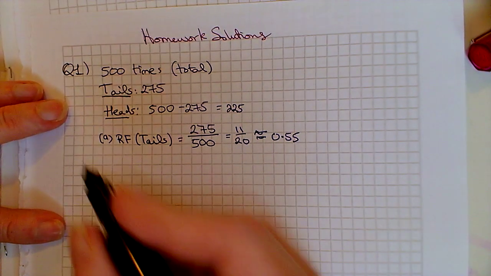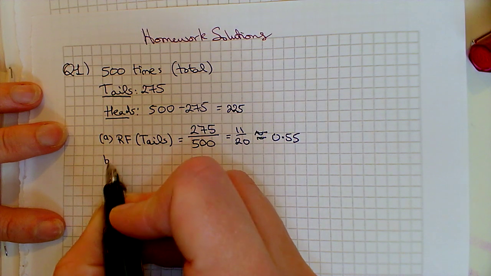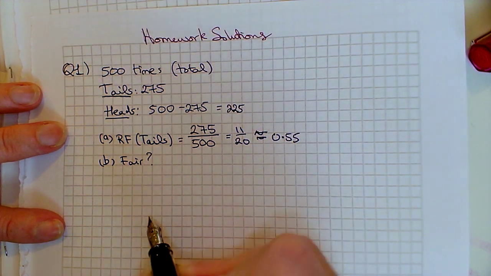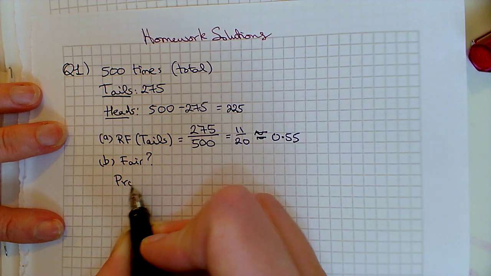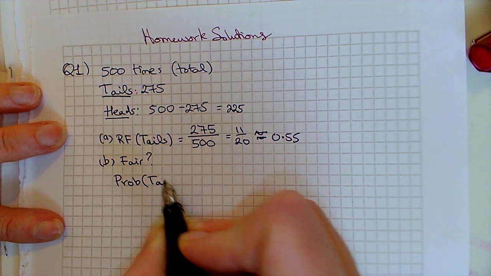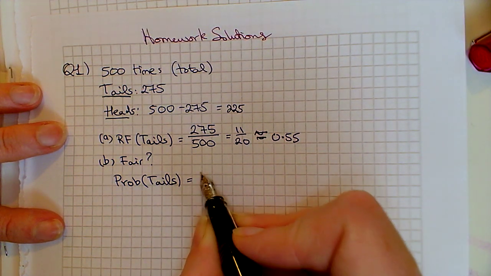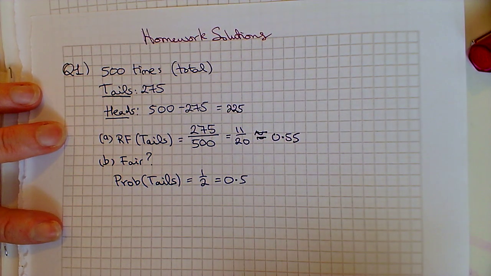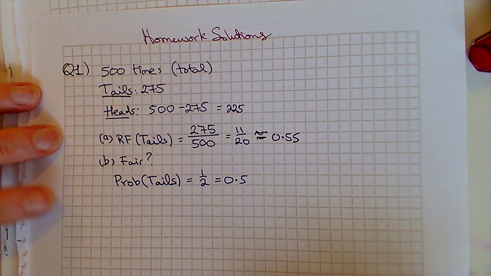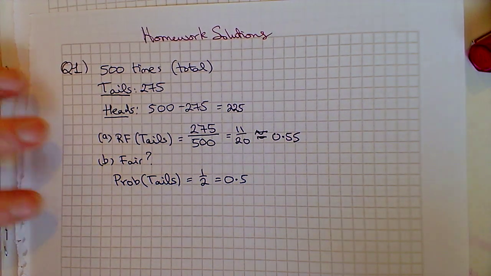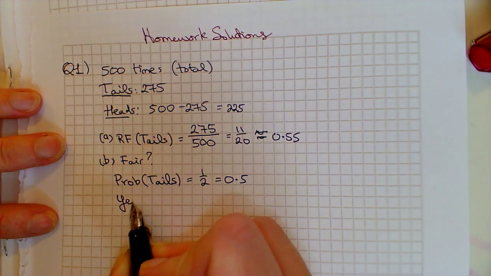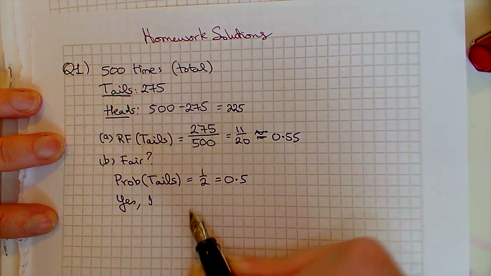The second question was, do we think this coin is fair? Is it fair? Well, the probability of getting tails on a fair coin is a half, or 0.5. And 11/20ths, or 0.55, is really close to a half. So we would say, yes, I think this coin is fair.